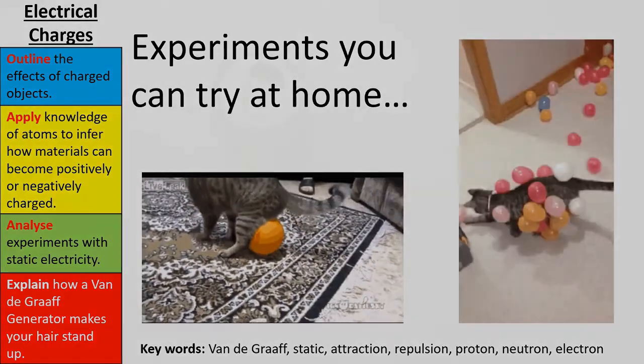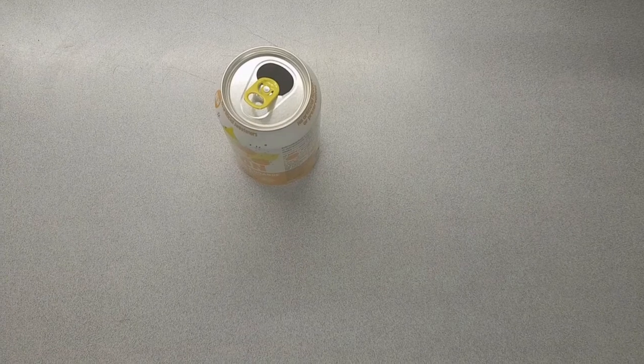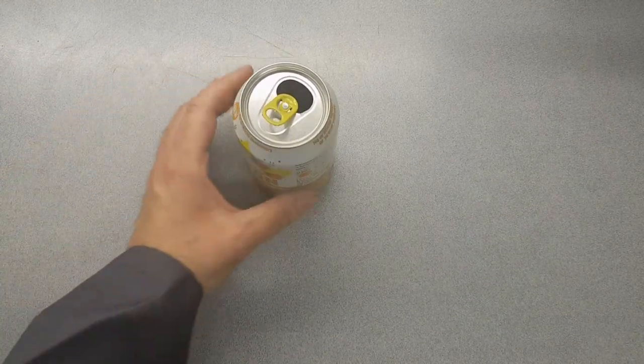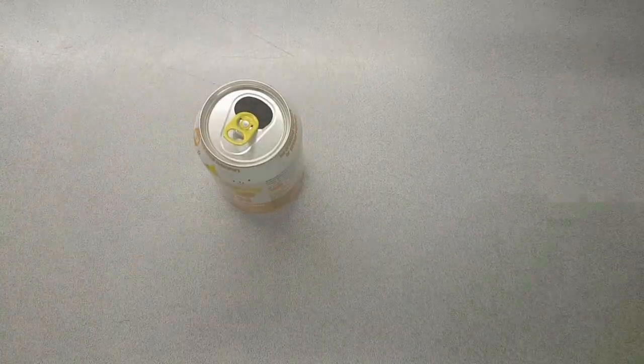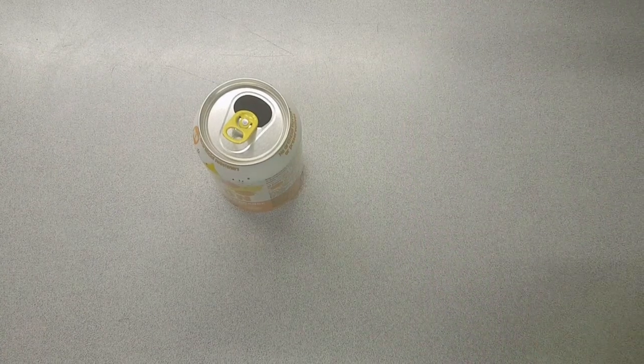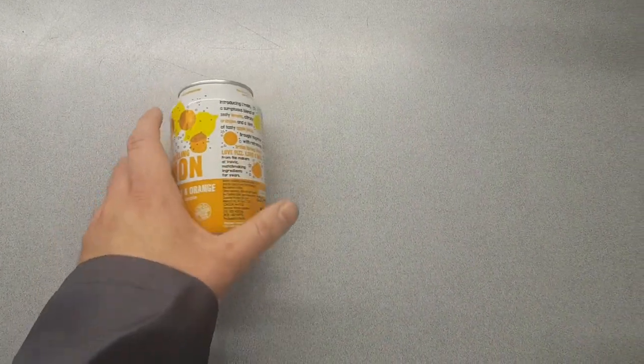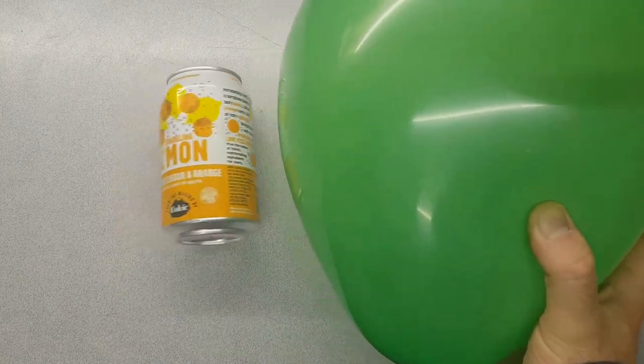So here's a little experiment that you can try at home. Here I just have an empty can and I have a balloon. All that I have to do is lie the can on its side, and grab the balloon and rub it on my head. So the balloon now is getting charged. Hold it next to the can, and we should be able to make the can roll without touching it.